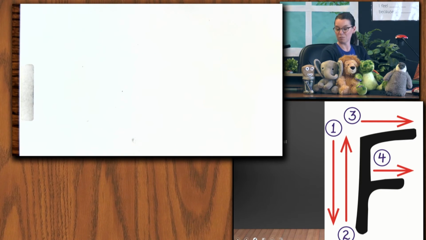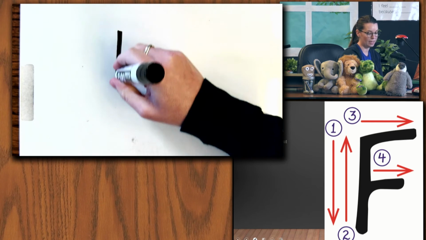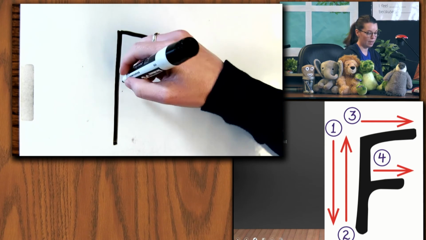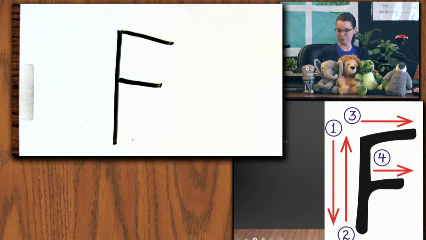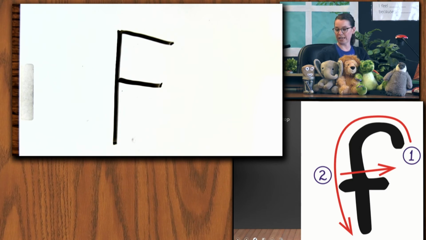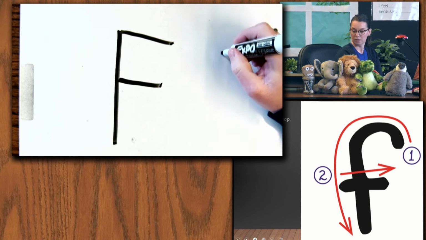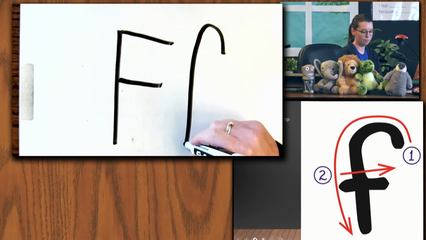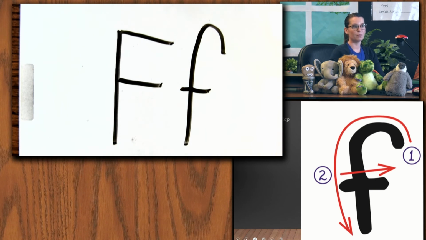Next letter, this is one of our new ones, F. F says F. It's a letter that's tall, so pens up, line down, back up, little line out, and out. Lowercase f, hook from the top and line down, little line across. F. F says F.